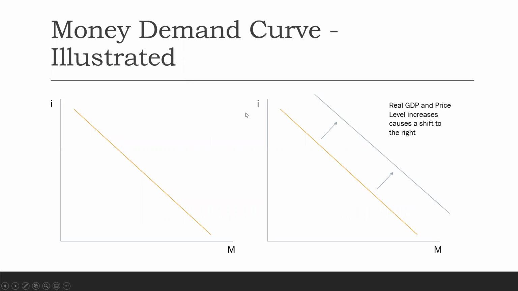So just to illustrate that real quick, I have a money demand curve here. But now let's say that the real GDP and price level increase. That will cause a shift to the right, like I said earlier. And once again, if the nominal interest rate increased, that would just cause a movement along the curve.